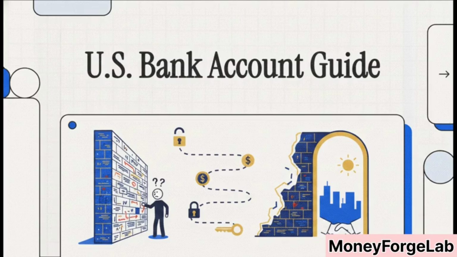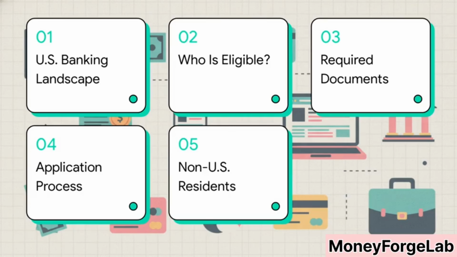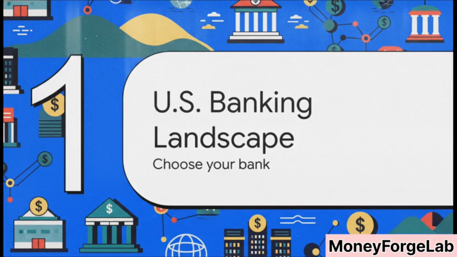Think of this explainer as your personal cheat sheet. We're going to go through the source material step by step and conquer this whole process together. Here's our quick roadmap for today. We're going to start with the U.S. banking landscape, look at who is eligible, build your required document checklist, map out the application process, and then finally cover the specific rules for non-U.S. residents.